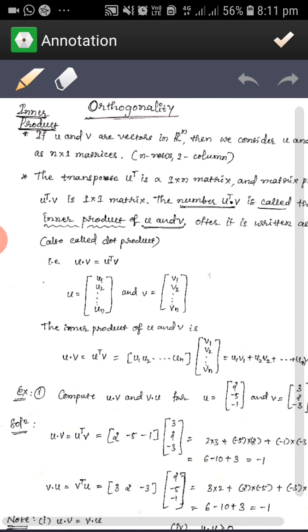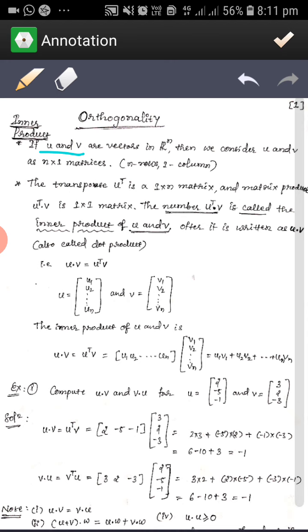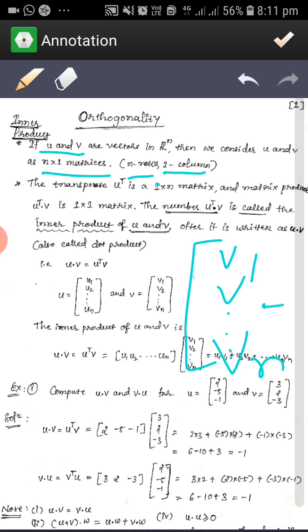If u and v are vectors in Rn, where Rn is over the real field, then we consider u and v as n cross 1 matrices. That means n is the number of rows and 1 is the column, like u1, u2 up to un and v1, v2 up to vn. So here there are n rows and 1 column.